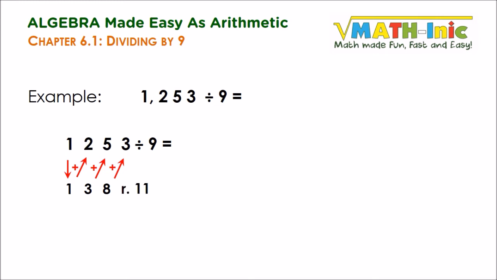But we see that 11 is still bigger than 9 and may still be divided by 9. 11 divided by 9 is 1 remainder 2. So 138 remainder 11 is the same as 139 remainder 2.